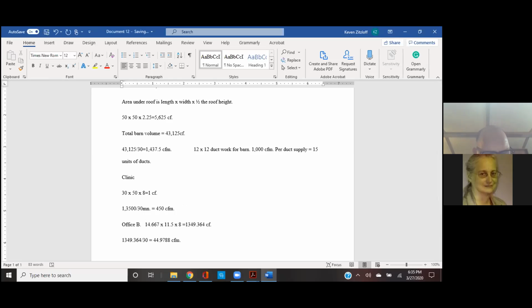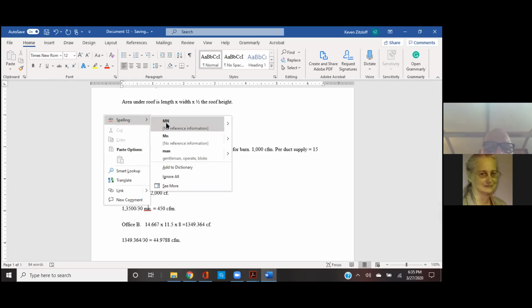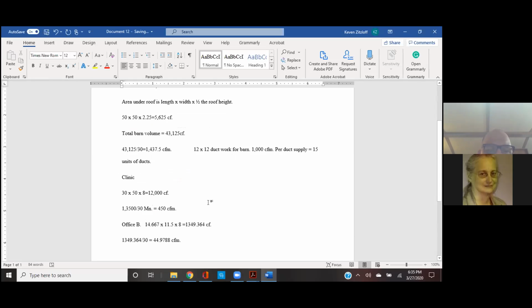So when you go looking for mechanical systems, you want to look for something that's got at least 12,000 cubic feet, divided by 30. You're going to want a 6,000 cubic feet per minute capacity in your main unit so it can push enough air.